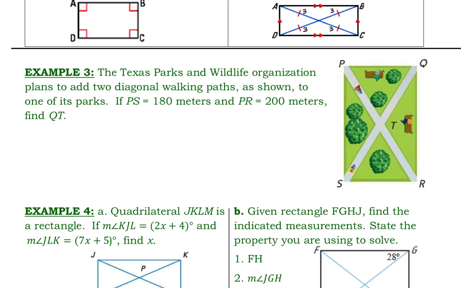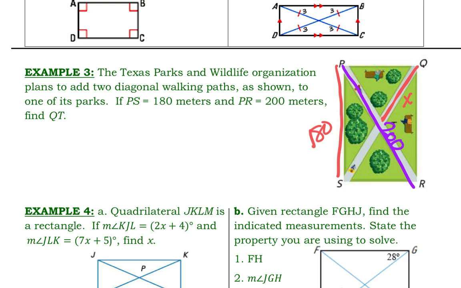It says the Texas Park and Wildlife Organization plans to add 2 diagonal walking paths as shown to one of its parks. P to S is 180 meters. It says P to R is 200 meters. What's the length from Q to T? They just want to know this little piece right there. How do I find that piece?